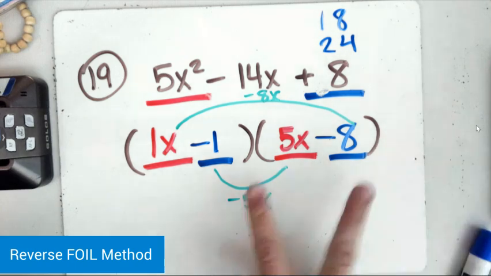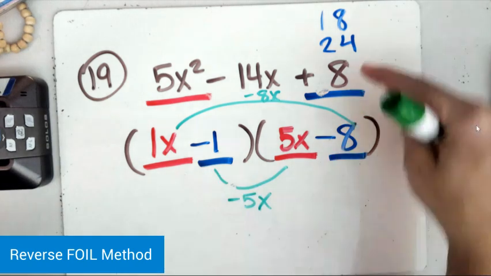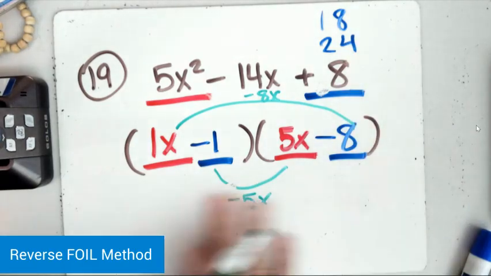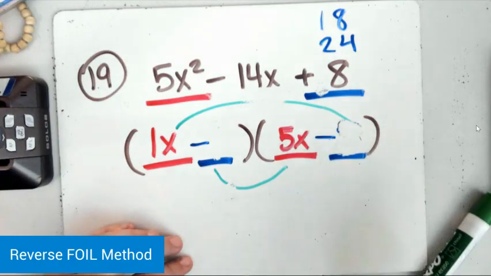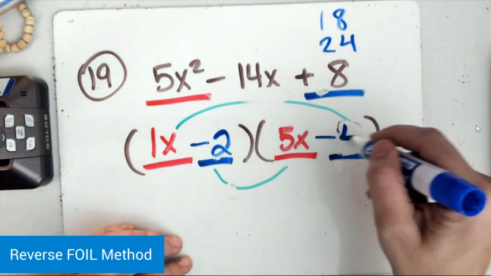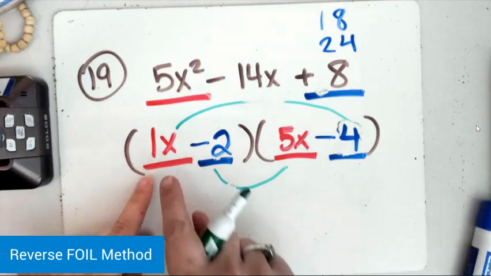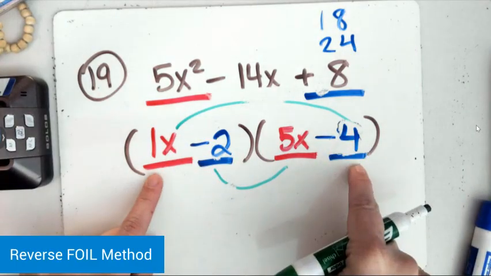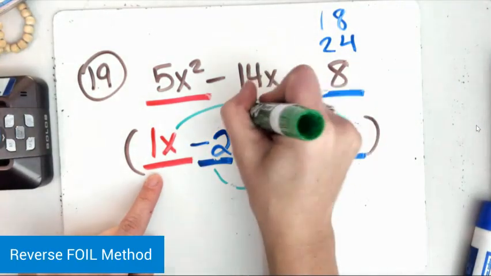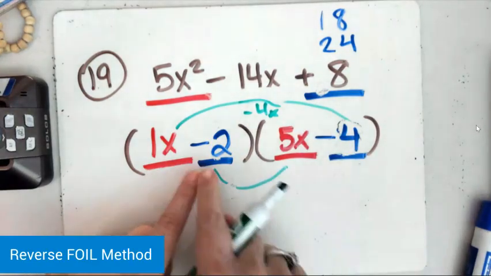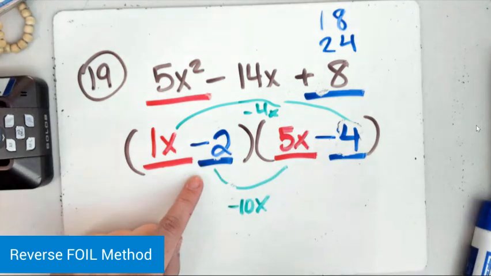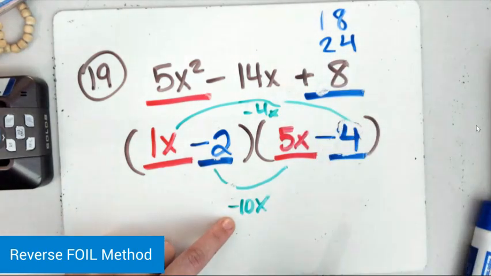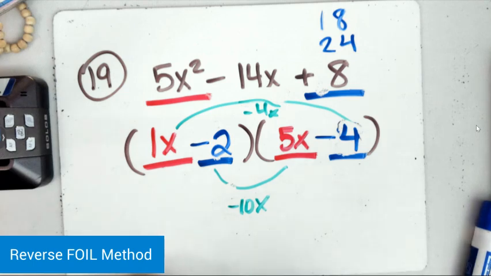All right. Do you want to flip it and try 8 and 1, or do you want to move on to 2 and 4? Sure. 2 and 4. So now we have 1x times a negative 4, which is a negative 4x. And then negative 2 times 5, negative 10x. Those work. So there's your answer to number 19.